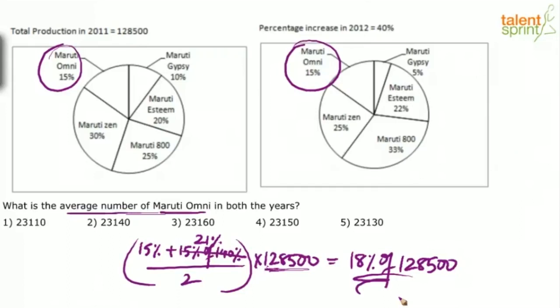You're getting it? 15% plus 15% of 140%, by 2. Now 15% of 140% is like percentage of percentage, right? X percent of Y percent. So we know that it is XY by 100. Or simply take 15% as 10% plus 5%. So 10% of 140 is 14, 5% of 140 is 7, 14 plus 7 is 21, 21%. Now 15% plus 21% is 36%. 36% by 2 is 18%. 18% of 1,28,500. Now after this, again, it is your lookout.